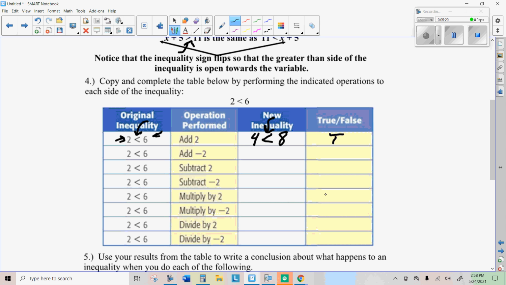Most of them are going to be true. If you add -2 to both sides, 2 plus -2, you get 0.